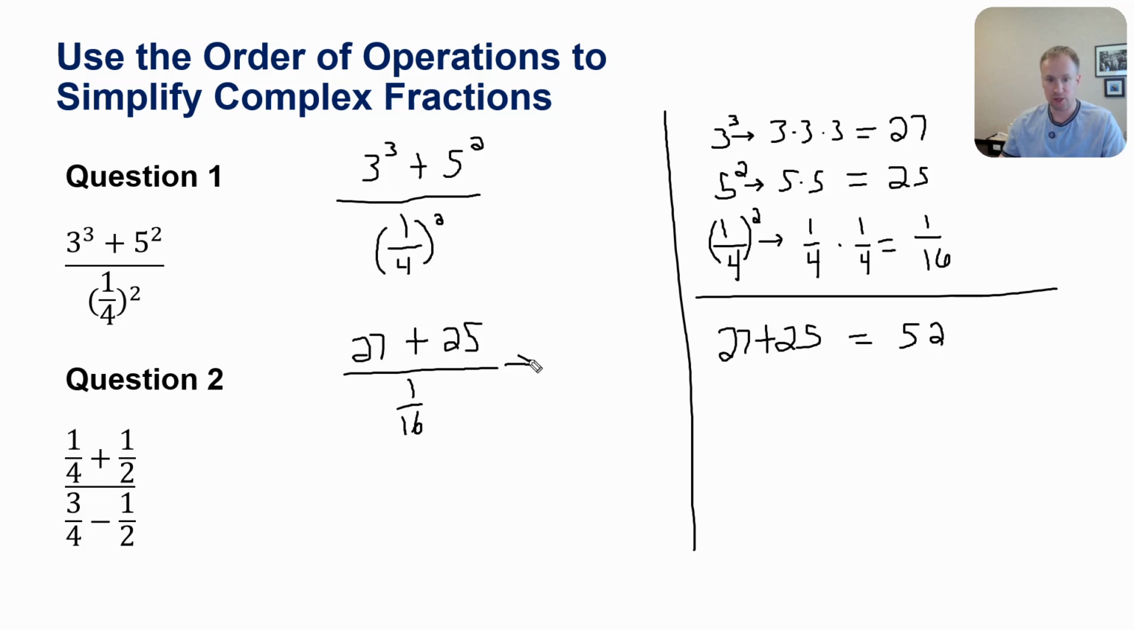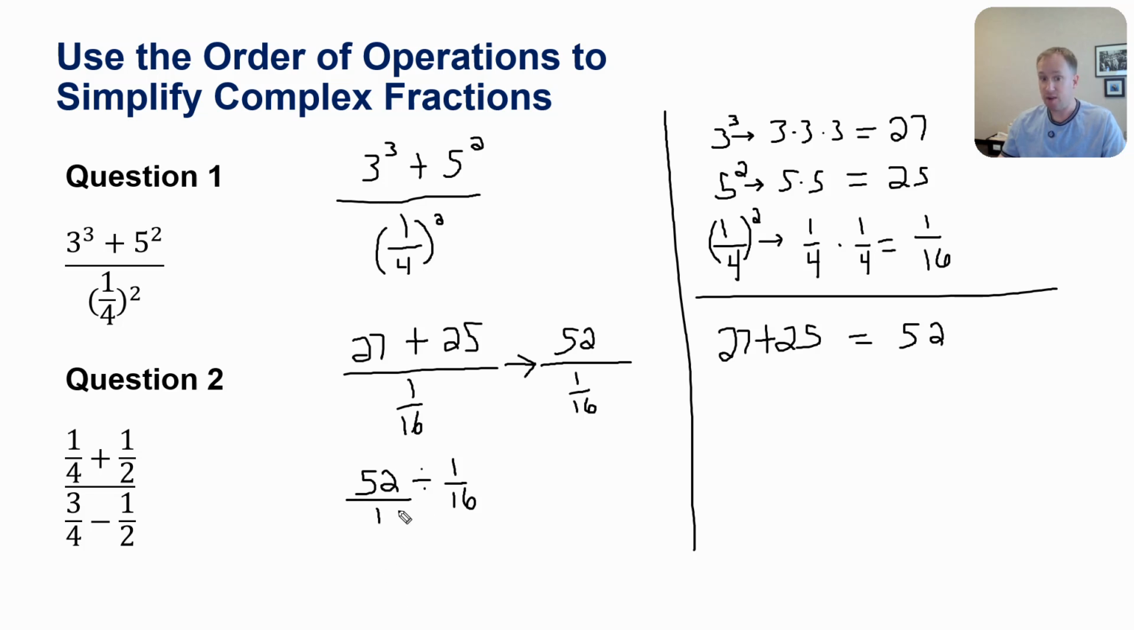So if I redraw that part, we have 52. And that is then divided by 1/16. So now with a complex fraction, what we're going to do here is take the numerator, 52, and that becomes the left side of a fraction problem. So we're dividing by 1/16 now. Now I would also put this whole number over 1 here.